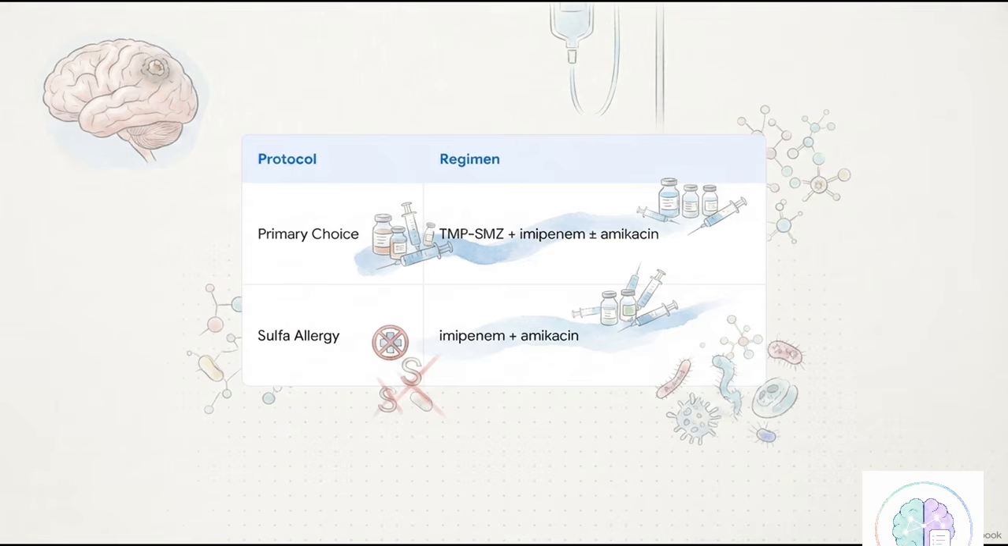But you don't use it alone. You use it plus imipenem at 500 milligrams IV every 6 hours. Furthermore, if you're dealing with CNS disease that has multi-organ involvement, you might also add amikacin at 7.5 milligrams per kilogram IV every 12 hours.